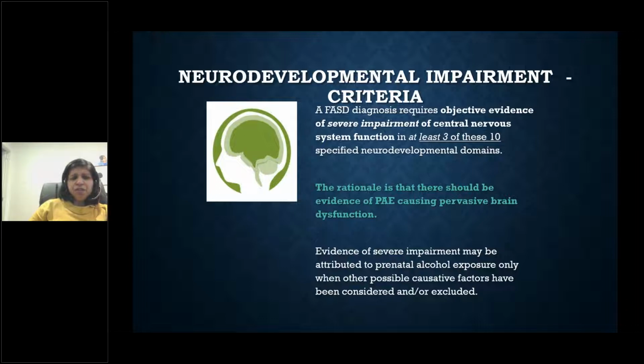Now, the rationale is that there should be evidence of prenatal alcohol exposure causing pervasive brain dysfunction along with recognition of the neurodevelopmental impairment. Evidence of severe impairment may be attributed to prenatal alcohol exposure when other possible causative factors have been considered or excluded. So you always have to keep your differentials open.